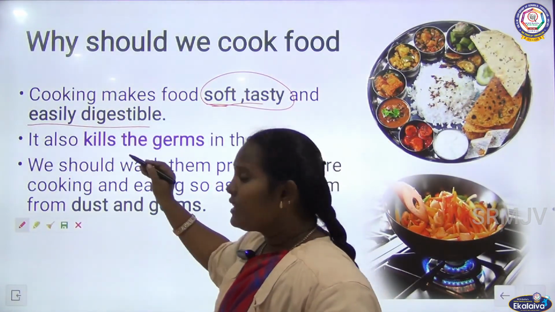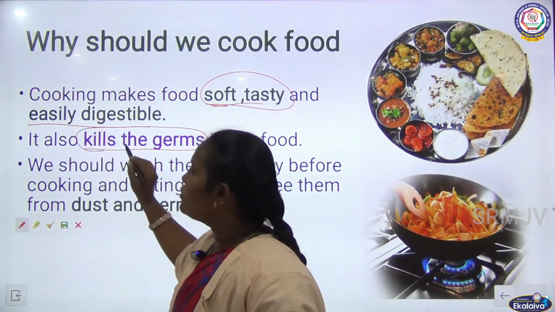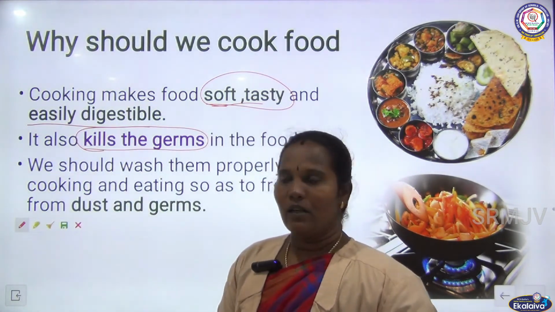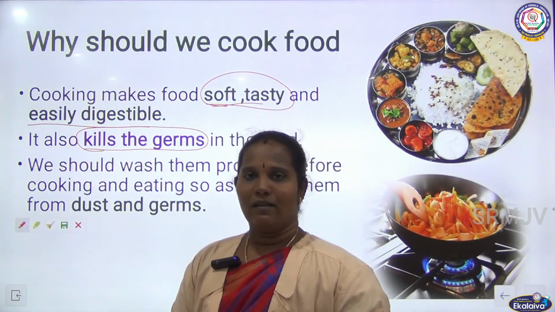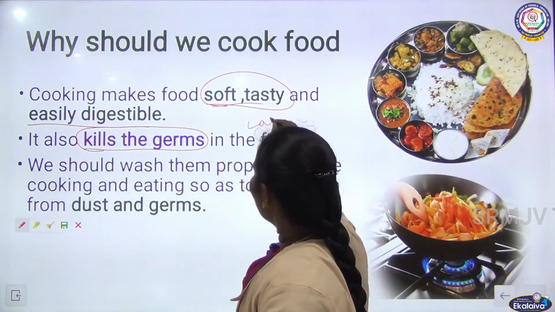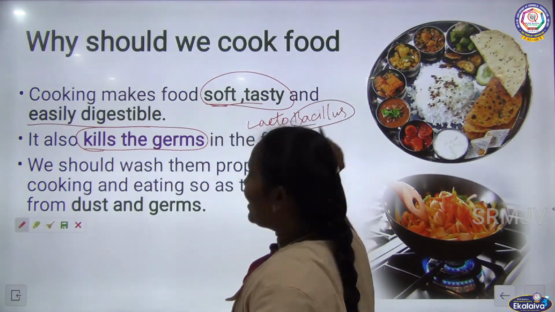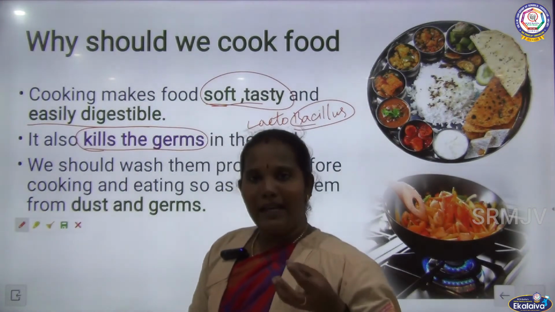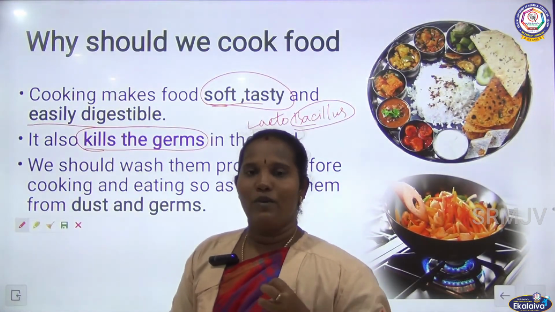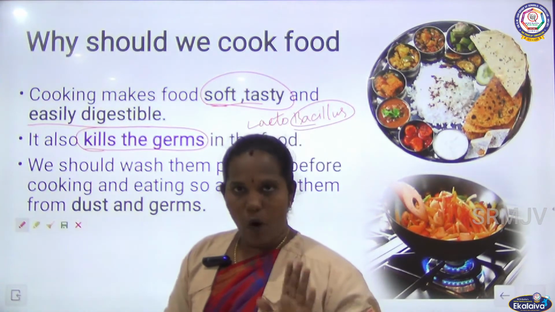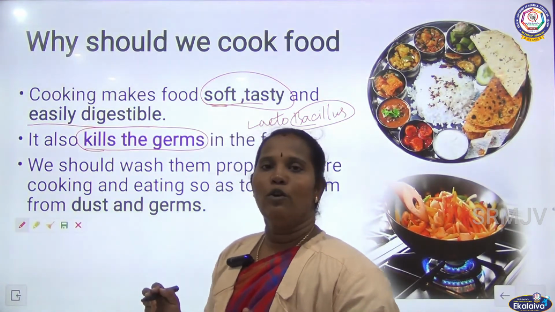Next, apart from this, if there are germs in the food, cooking kills the germs, and then only the food will be germs free, isn't it? For example, milk. Usually milk contains some bacteria, lactobacillus. Bacillus is one of the bacteria. If you drink this milk in the raw condition, maybe these bacteria give us some harmful diseases. If we boil the milk, the bacteria will be killed, and then the milk will be germs free. That's why we have to cook the food.